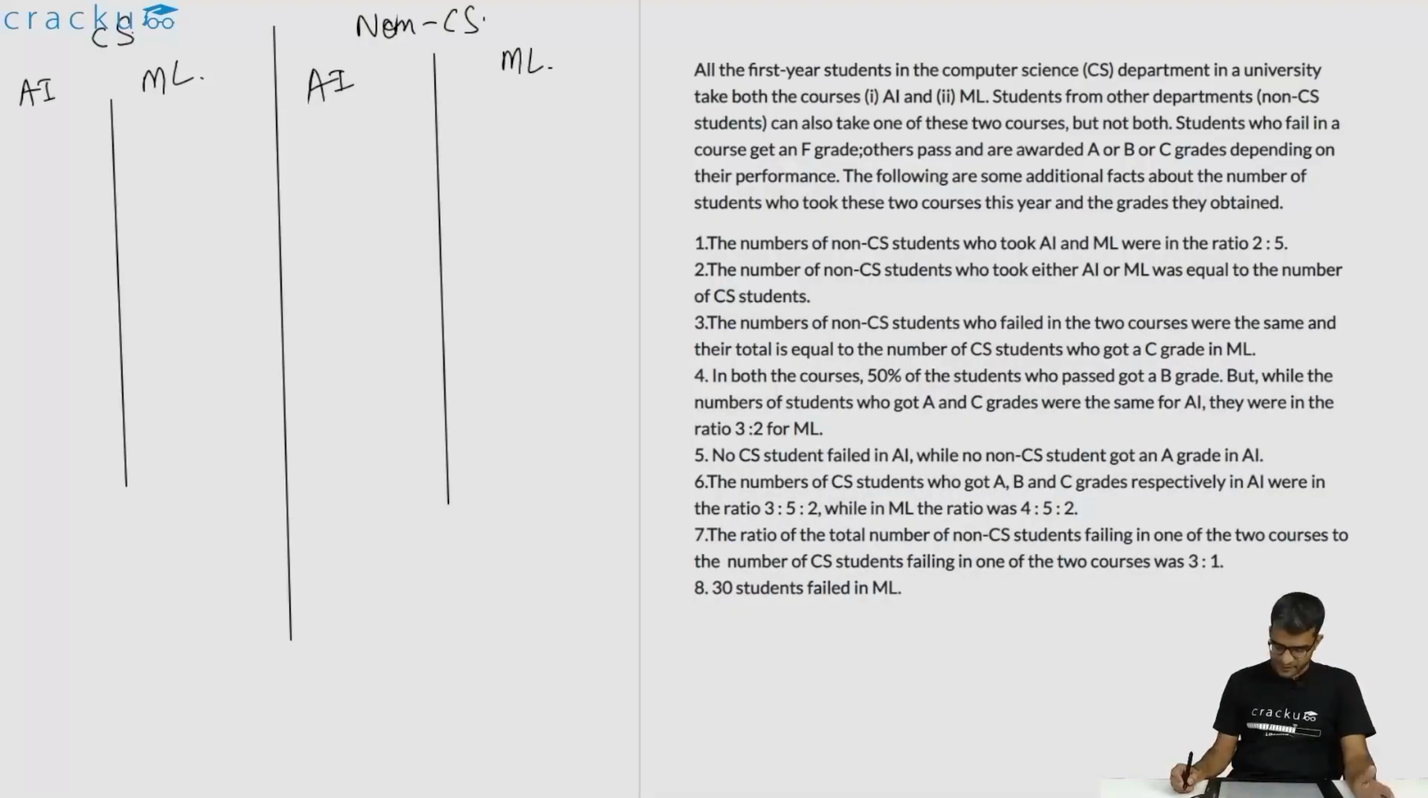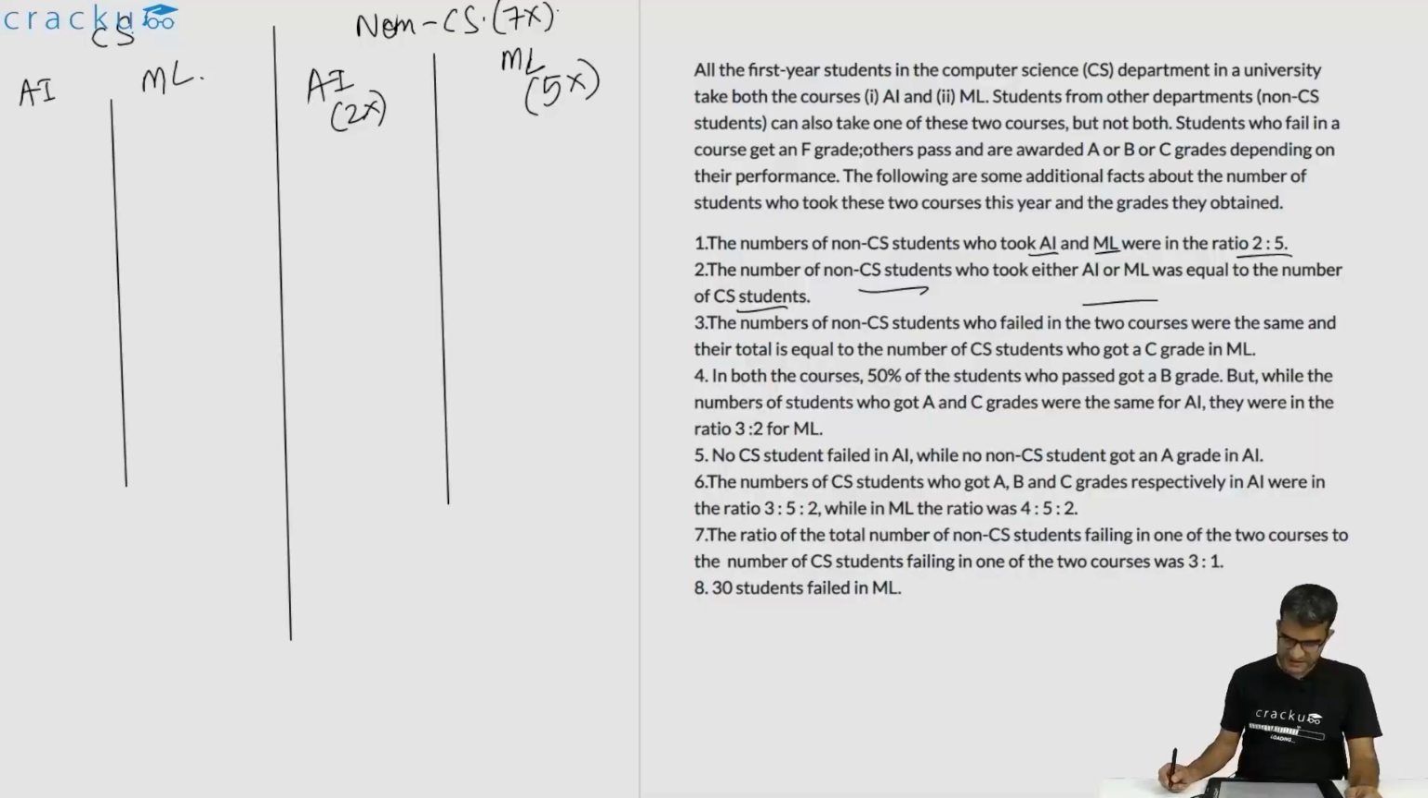We are told that the proportion of the number of students in CS, non-CS, who did AI and ML is 2:5. So if we assume that this is 2x, this will be equal to 3x. And the total number, 2x and 5x, because this is 2:5. So the total number of non-CS students is 7x. Now we are told that the number of non-CS students who took either AI or ML was equal to the number of CS students. So essentially this means that the number of CS students is equal to the number of non-CS students. So the number of CS students is equal to 7x.